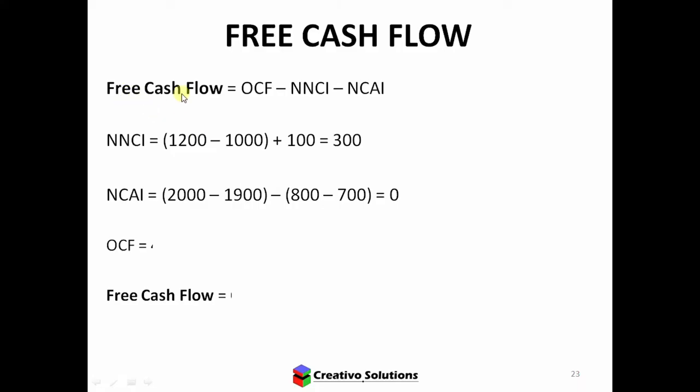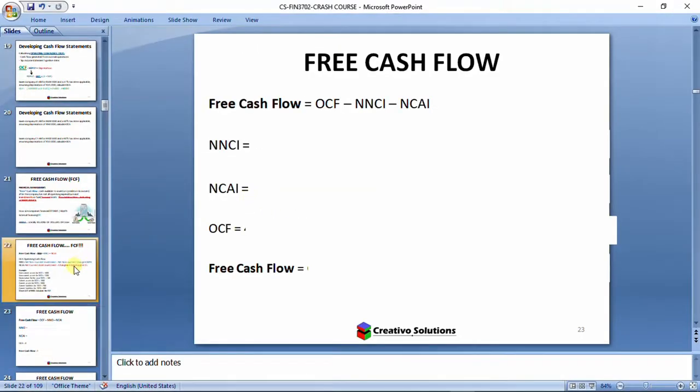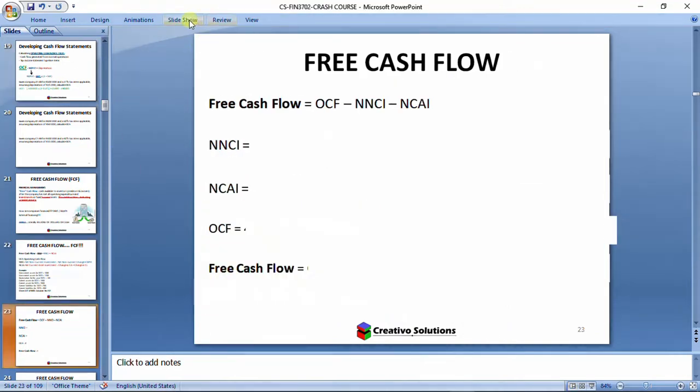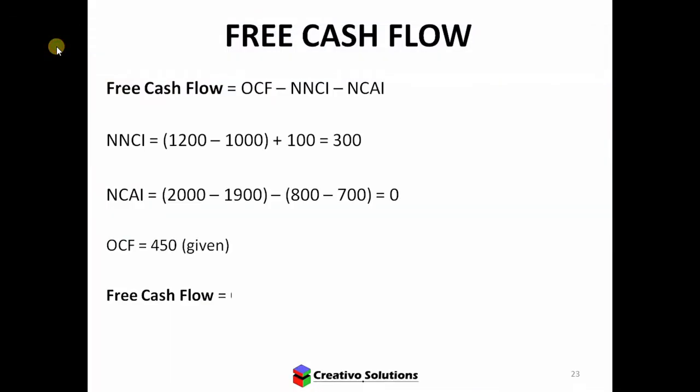So my free cash flow won't be affected by the change in the working capital, which is the difference between your current assets and your current liabilities. Is that all okay? Yes. Okay, last bit. OCF was given as 450. Can you calculate the FCF now? Combine all of that. Let me show you. Combine all of that. What do you get?